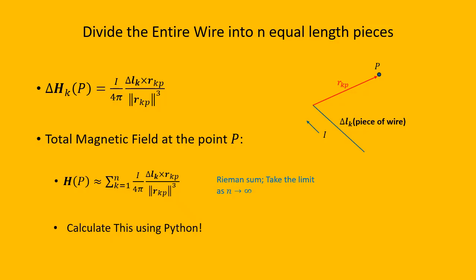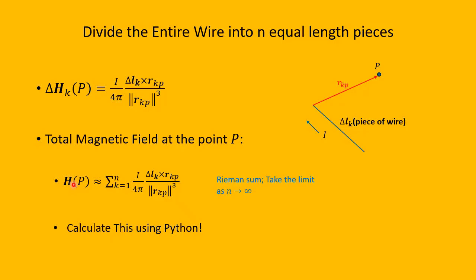So we now have a formula for delta H sub k of p, the contribution of one small piece of wire with the current running through it. We saw this several times already. So to find the total magnetic field at the point P due to that entire loop of wire with the current running through it, we would have to add up the contributions from each of those small pieces of wire.